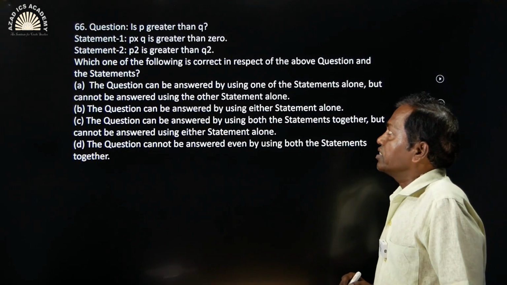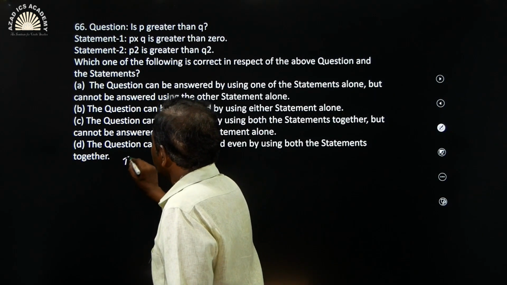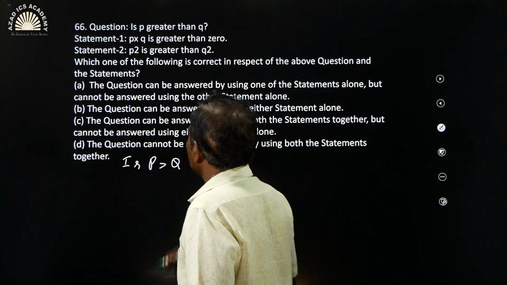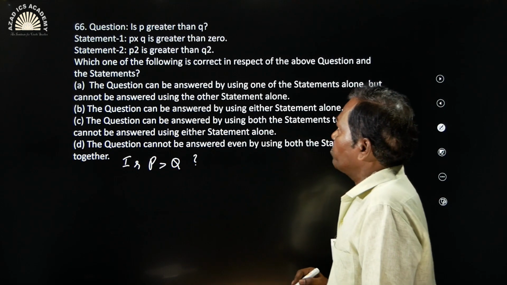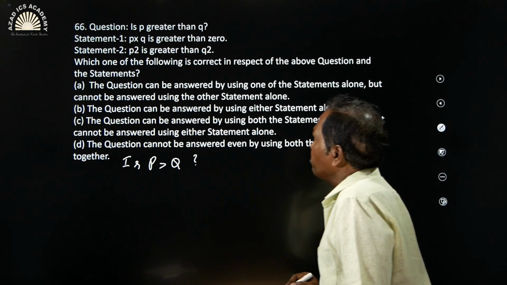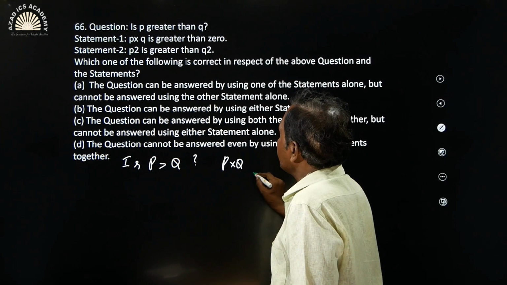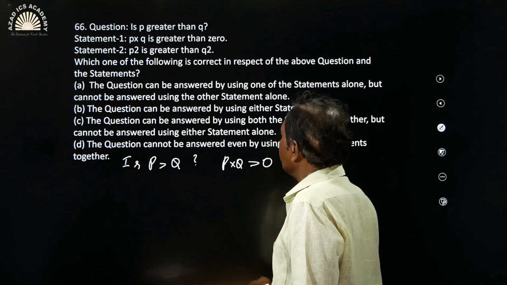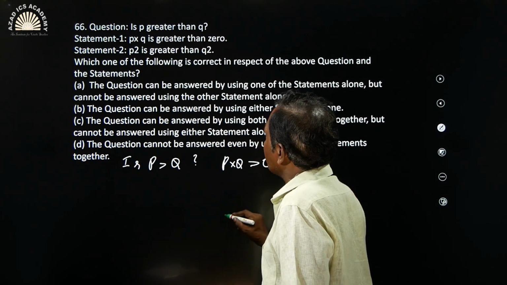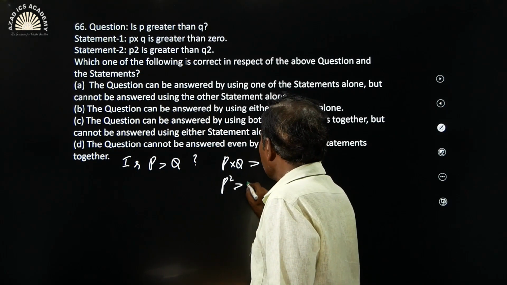See the question number 66. Is P greater than Q? The question is whether P is greater than Q or not. Statement 1 says that P into Q is greater than 0. And statement 2 says that P square is greater than Q square.